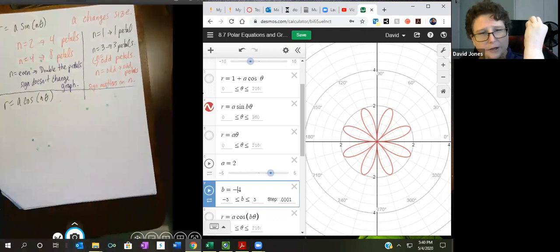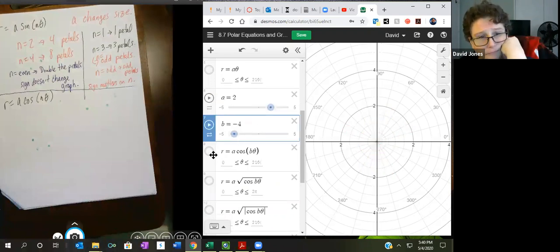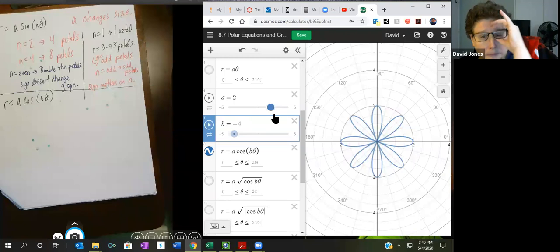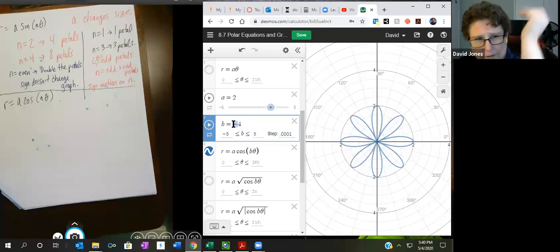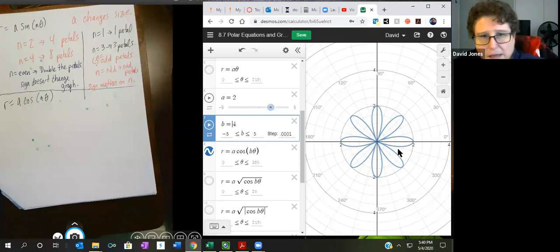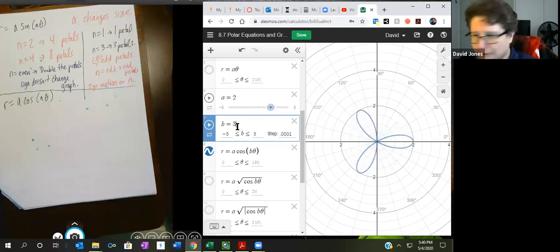Let's take a look at cosine. So right now we got B, let's make it positive. B equals 4, we've got 1, 2, 3, 4, 5, 6, 7, 8 petals. What happens when we drop down to 3? We're down to 3 petals. So it does the same thing. Does negative 3 matter? No, negative 3 did not change it.